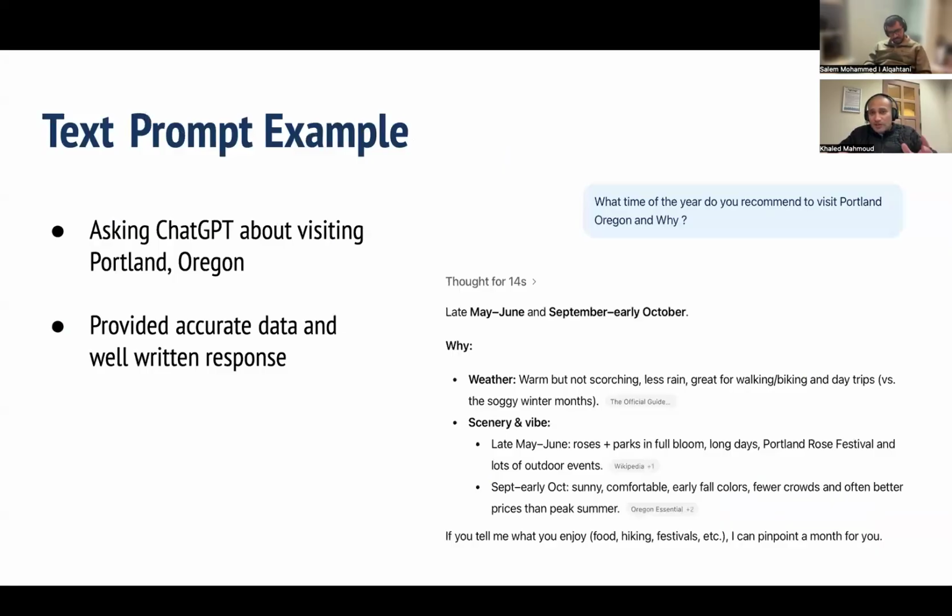Look at this example. It's a text prompt where we are asking ChatGPT about visiting Portland, Oregon. And I have lived in Portland, Oregon for about 3 years and 8 months. And actually, it gave us correct information. It says that we should visit Portland, Oregon from May to June and early September. And that's when the weather is nice and you see sunny days, because all the other days of the year are just gloomy and rainy. So ChatGPT understood our question and it responded accurately. It's like maybe ChatGPT lived in Portland, Oregon. You never know, right?